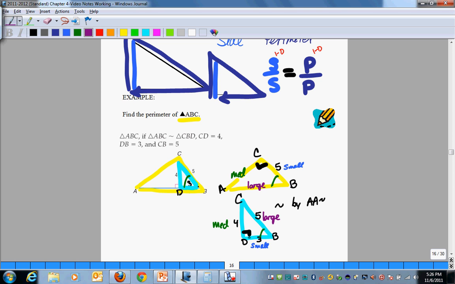So when we compare side to side, we have to make sure we compare the proper sides. In this triangle, the only side length we have is 5, and that's the small side. So we can compare small to small. So we're going to go like this. Side over side equals perimeter over perimeter. And in this case, the sides we're going to compare are small to small. So we're going to go 5 to 3.